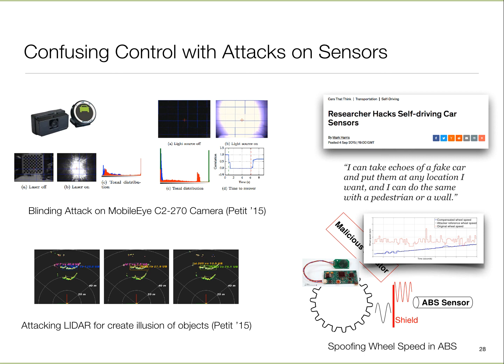LiDARs work by shining a laser, or a rotating laser, and looking at the scattering from the scene. From that, what is called a point cloud, they construct what objects are out there. And it turns out that people have shown that we can inject signals into the LiDARs to fool them into thinking there are objects that are not there. This is a piece of work which a former PhD student here did, and that was to fool the anti-lock braking systems.